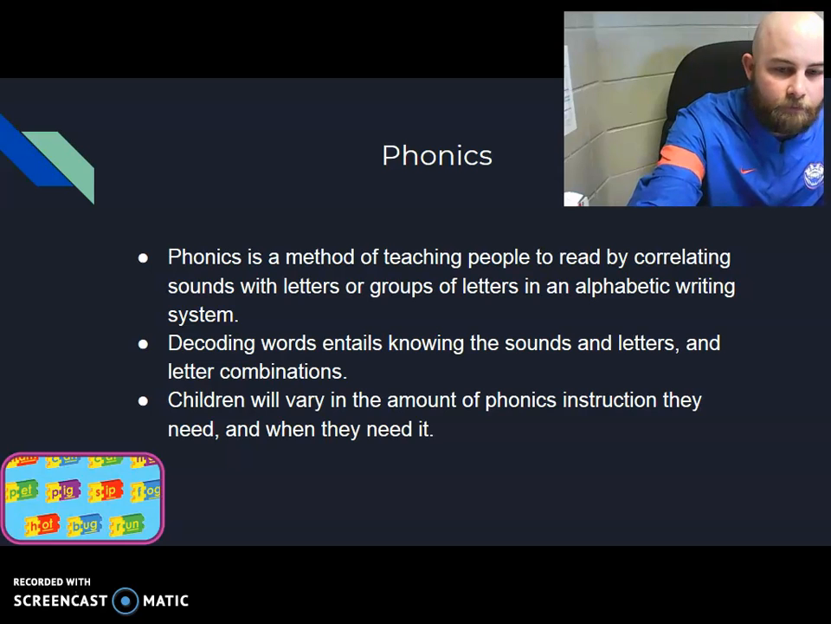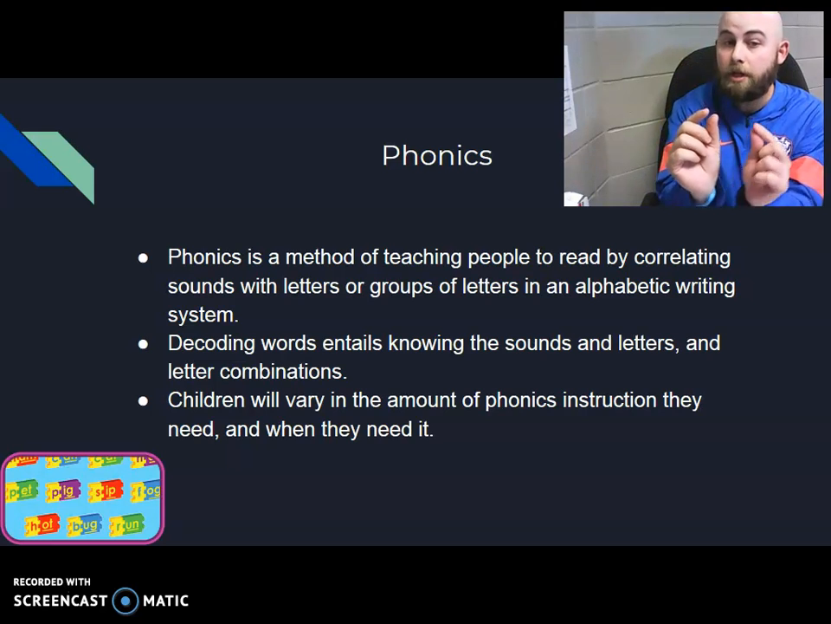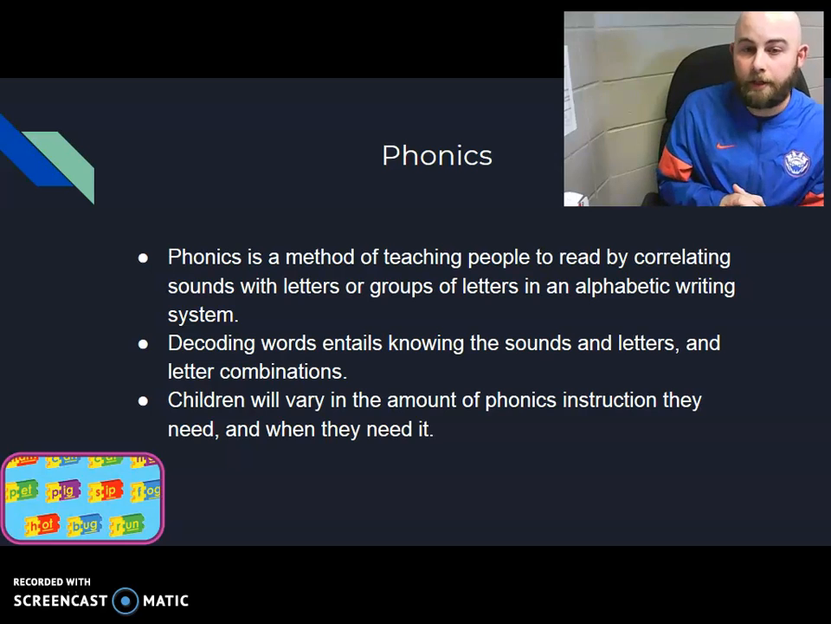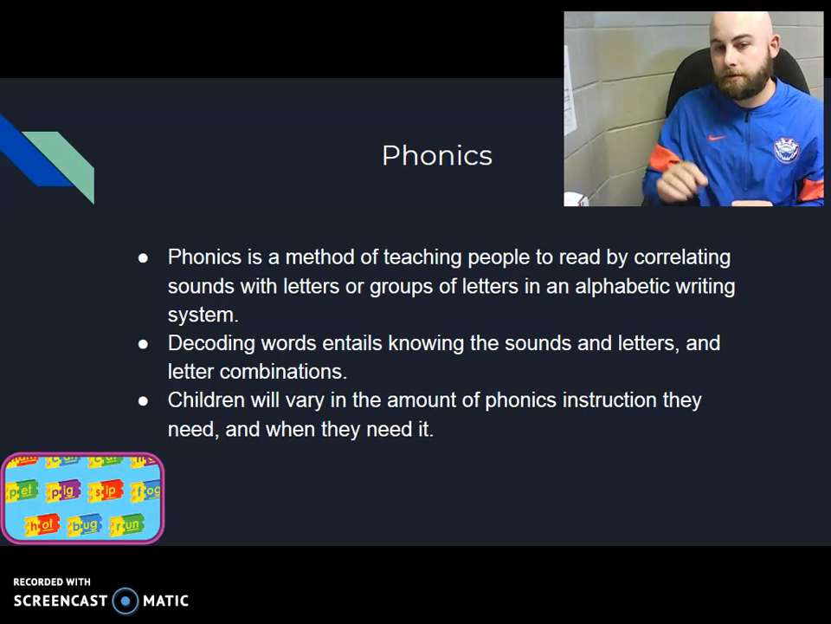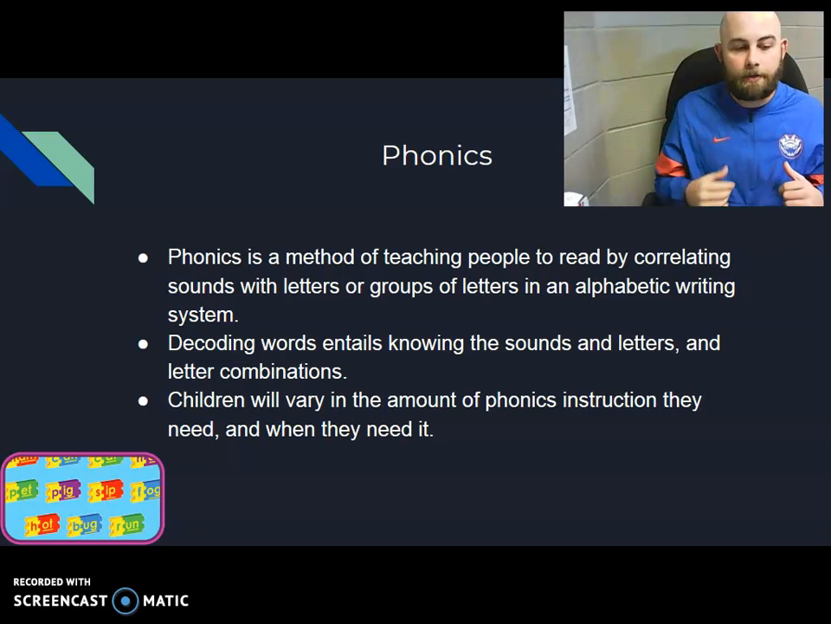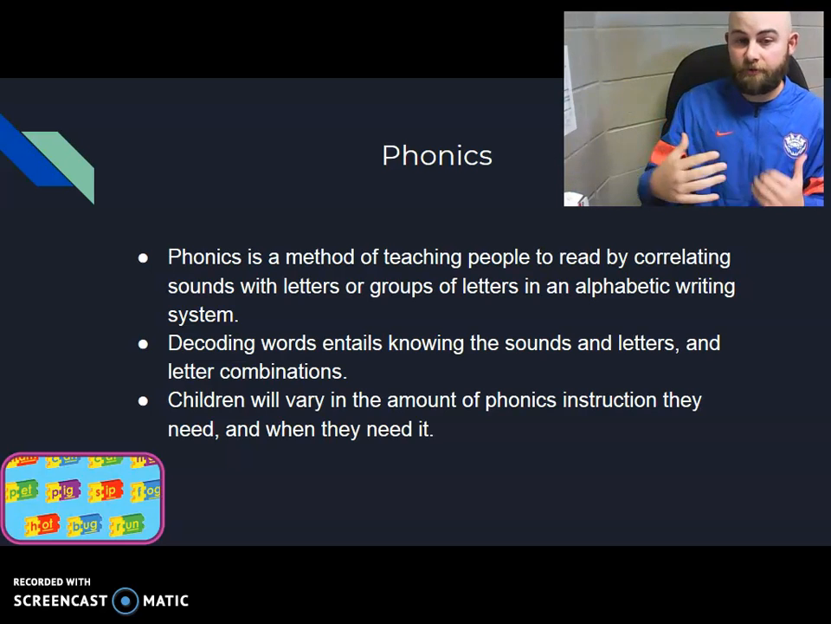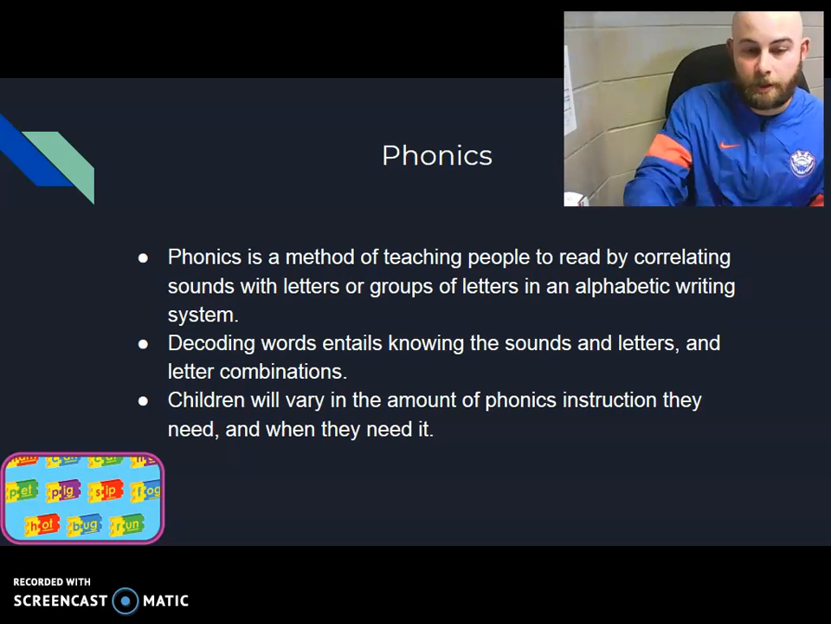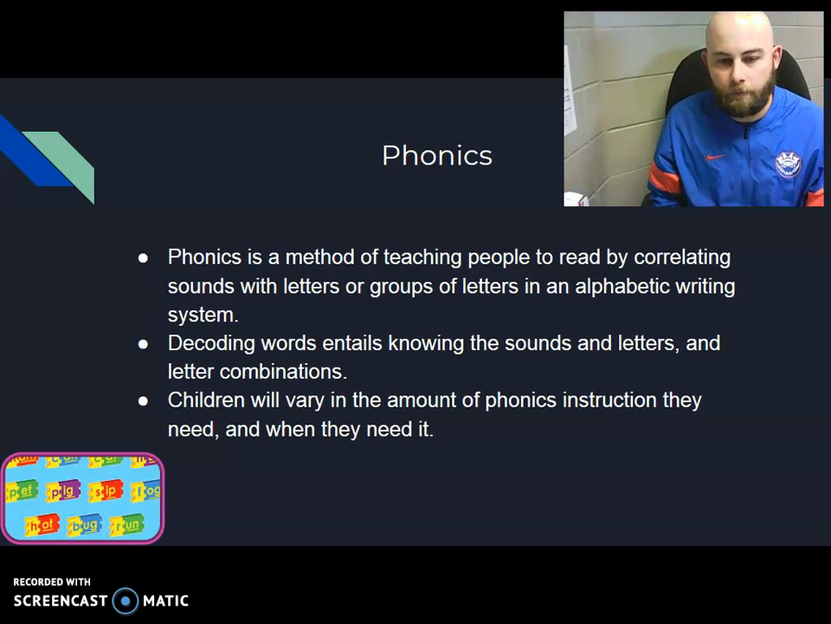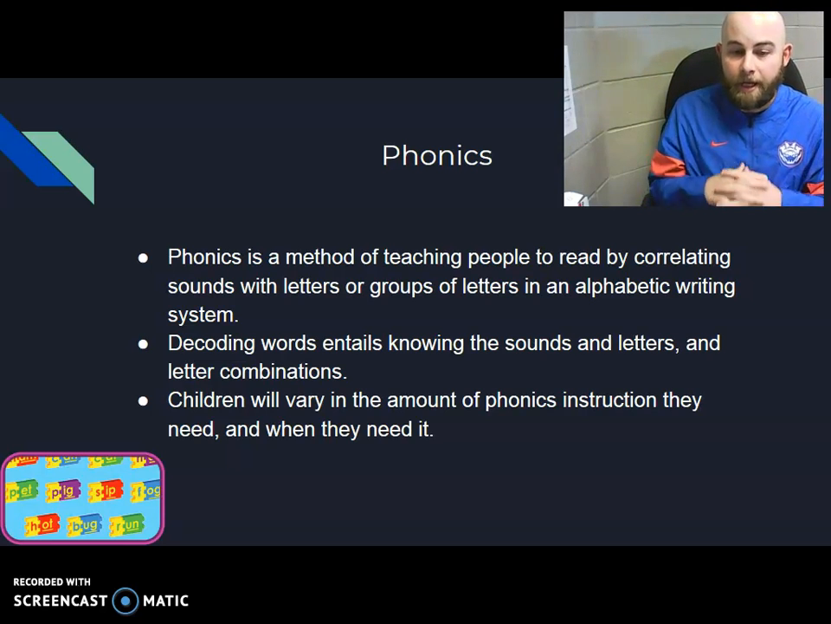Phonics. Phonics is just a method of teaching people to read by taking those sounds with letters or groups of letters and putting them together. And decoding is knowing which sounds and which letters make what sound. And letter combinations like PH makes an F sound, just like F makes an F sound. So that's phonics. Some children will need more instruction in phonics than other children will, but phonics is important because it's used as a tool to learn to read and to spell.